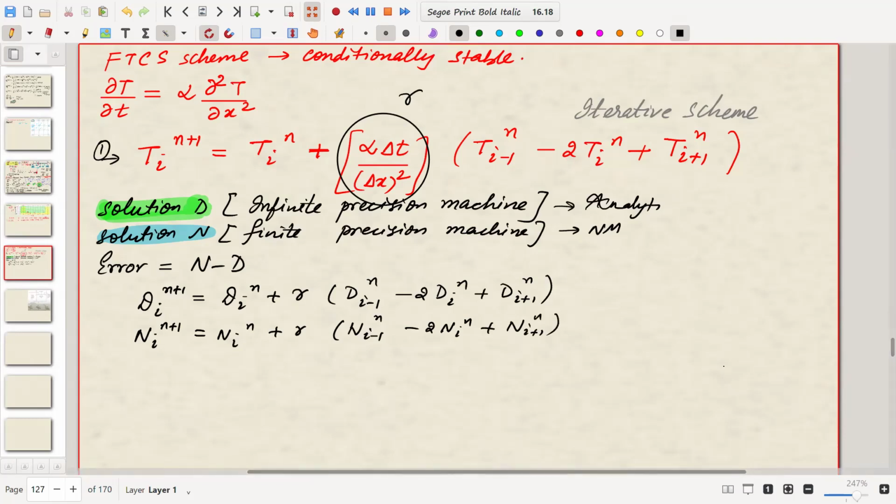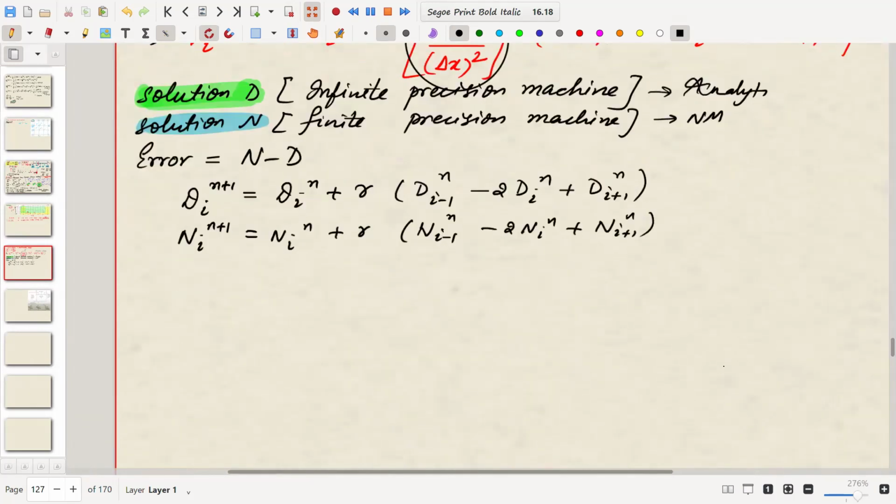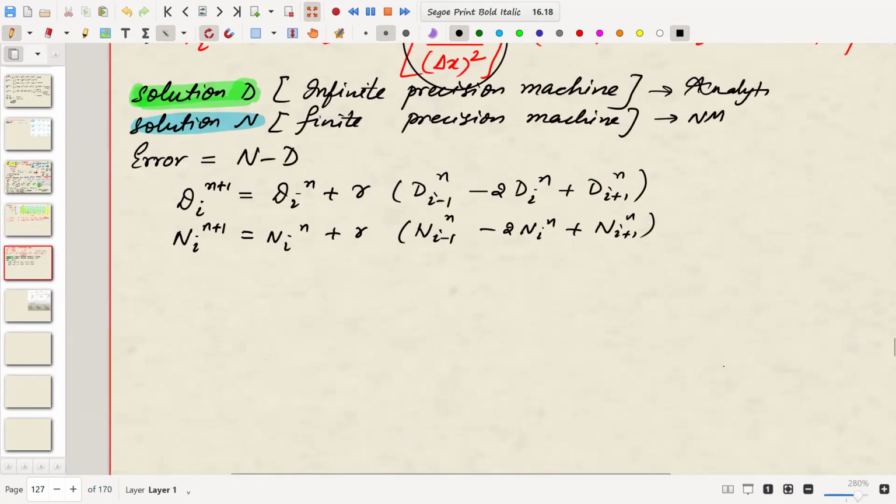Agree? So what should we do now? To find the error, why did we do this? To separate each other, to find the error. So you just subtract these two equations. Subtracting these two equations, what will you get? N minus n, epsilon. Epsilon is the error.